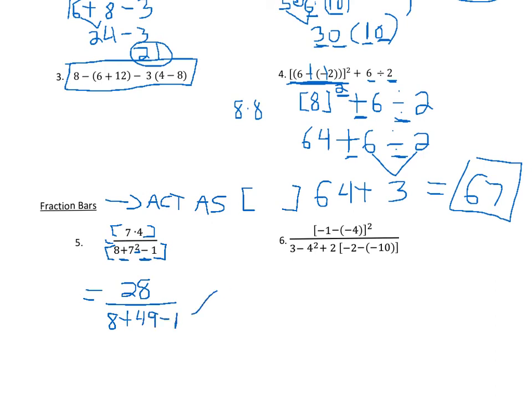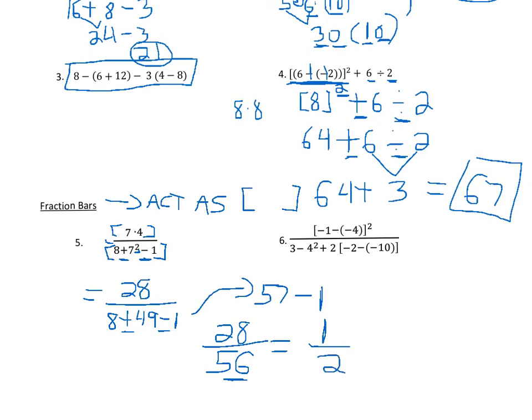Okay, then if I do the bottom here, I can go left to right because it's addition and subtraction. 8 plus 49 is 57. And then you subtract 1, so you get 56. So we have 28 over 56. And then this can reduce. 28 is exactly half of 56. So 28 goes into 28 once, and 28 goes into this 56 2 times. Make sure after you evaluate the numerator and the denominator that that fraction is simplified in lowest terms.